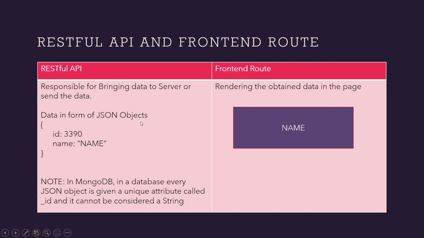So data will be in the form of JSON objects. JSON stands for JavaScript Object Notation, and we have an ID and a name. So ID will be a unique thing for every object in MongoDB, or we should say document, and it will be as underscore ID, and we have some name attribute. So in MongoDB, in a database, every JSON object is given a unique attribute called underscore ID, and it cannot be considered as a string. It just appears to us as a string, but it is an object ID.